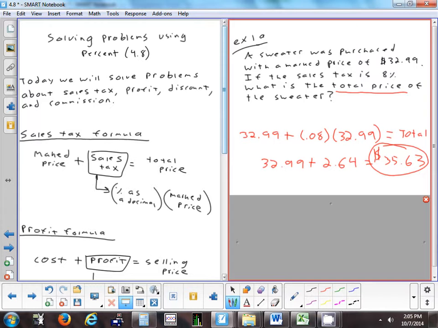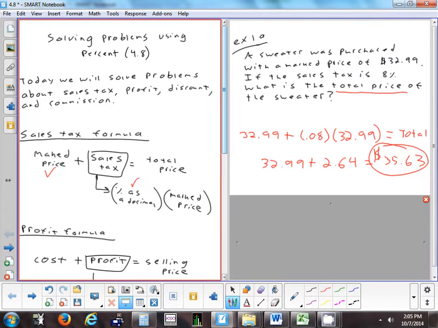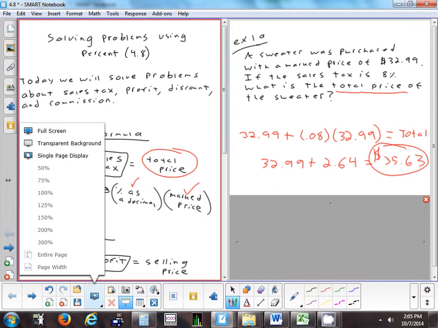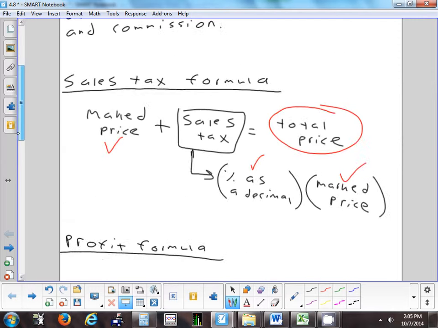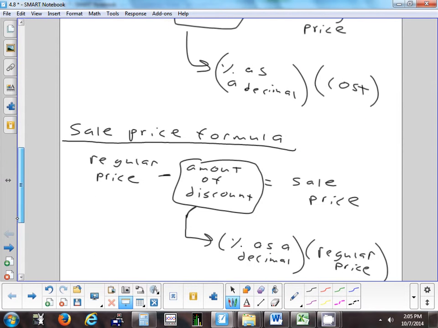In this case, I gave you marked price, gave you percent, and the total was the thing you were finding. I always have to give you everything except one of them. In this case, total price was the one I didn't give you. All right. Question? Where did you get the 264?